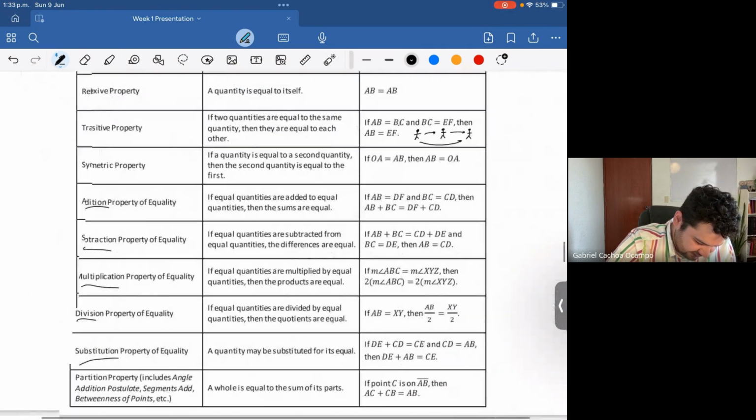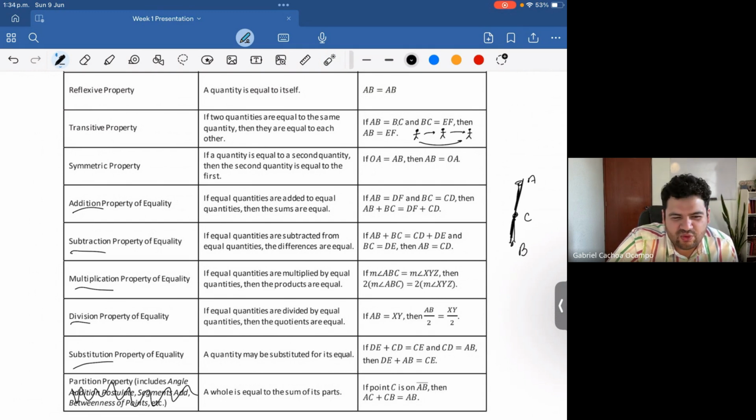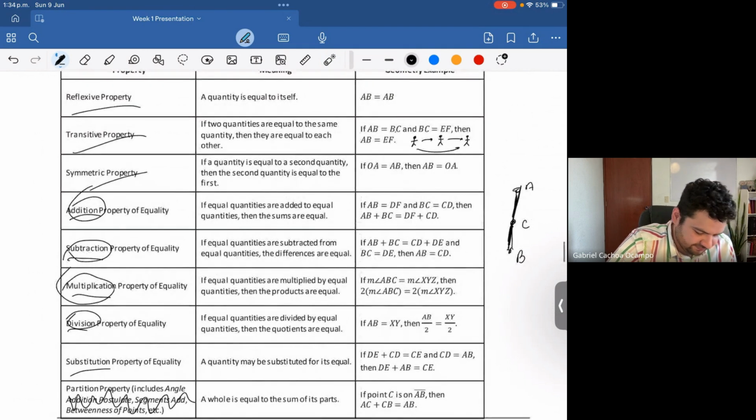This one we're not using, but it's always for constructions. Like when you have a segment AB, and now I can put a point C in the middle, and so AC plus CB is the same as AB. We will not use it a lot, that is the partition property. But whenever you're adding, it's the addition property; subtracting, subtraction; multiplying, multiplication. These ones are the ones that have a hard name.